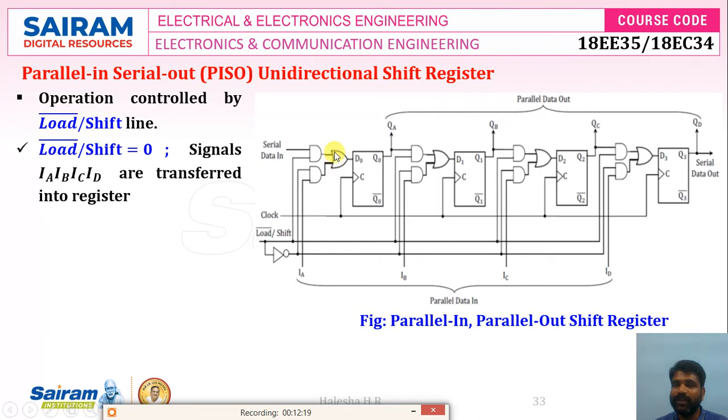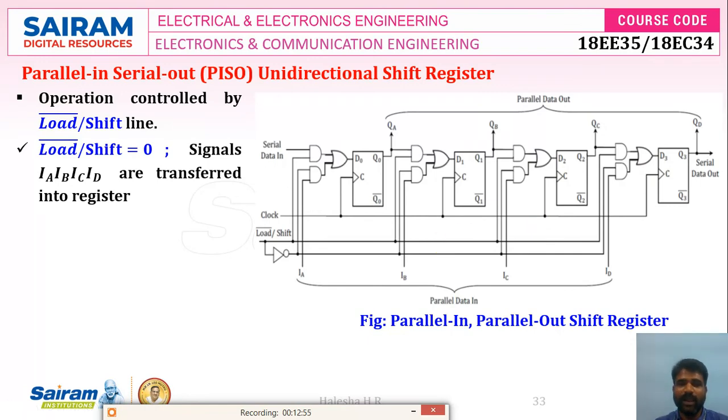The other input is 0. So if one input of the OR gate is 0, the output of the OR gate is the same as the other input, which is IA, transferred from the lower AND gate. Similarly here, the other input of the OR gate is the output of the AND gate, so the output of the AND gate is IB. So IB will be connected to D1. Similarly here, IC is connected to D2 and ID is connected to D3. So it performs the parallel load operation.